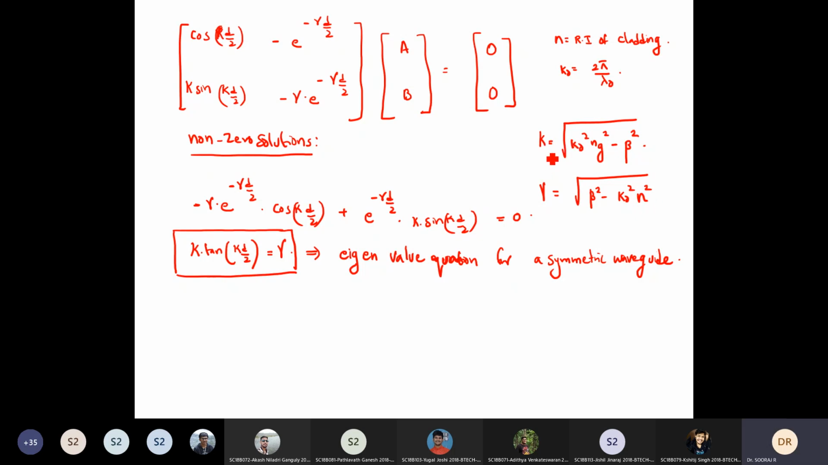So if you look at kappa and gamma, k naught is known, ng is known, n is known. The only unknown remaining is beta. And what is beta? Beta is the propagation constant of the wave that will be supported by this waveguide.